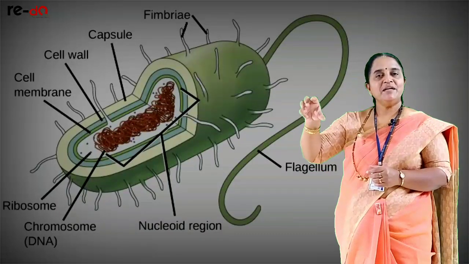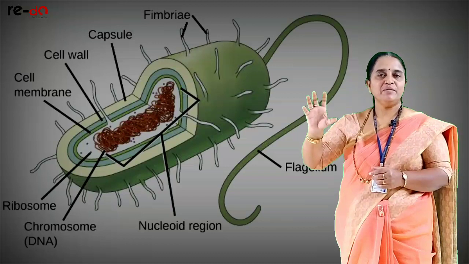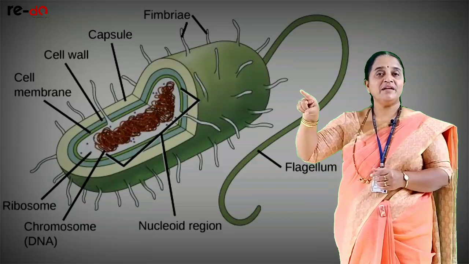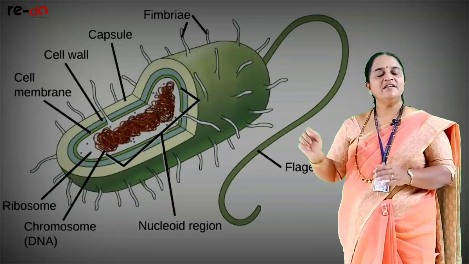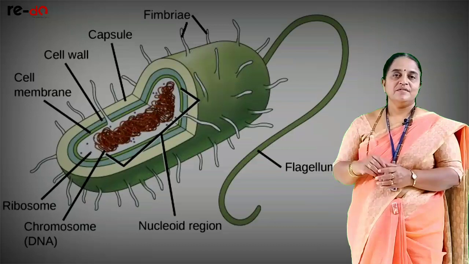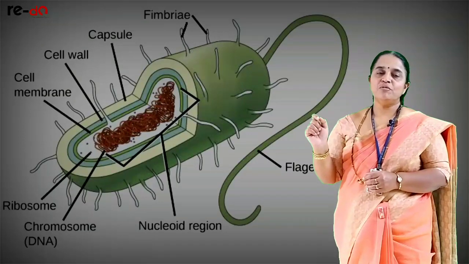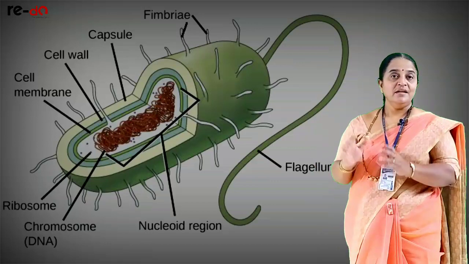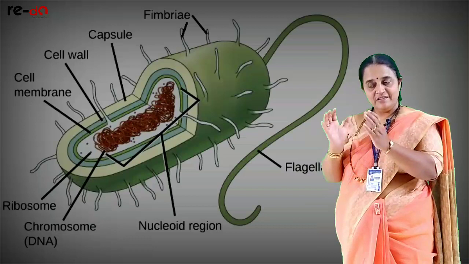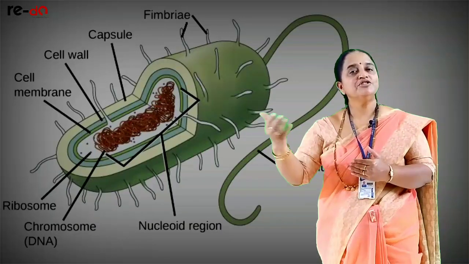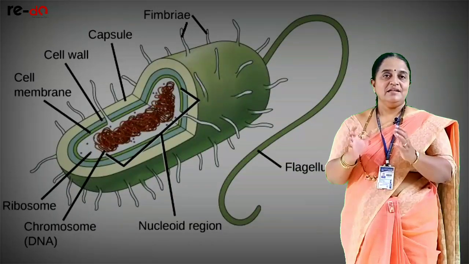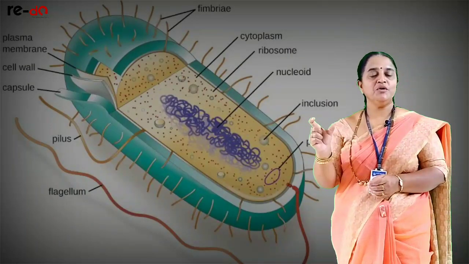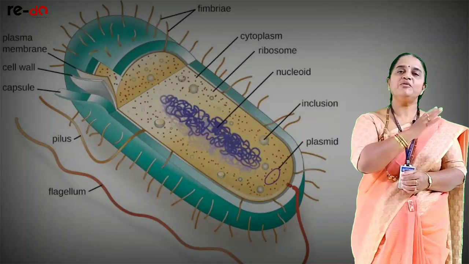Here, the genetic material, that is chromatin fibers, we also call chromosomes. They are not protected by a nuclear membrane. Membrane-bound cell organelles are totally absent. Only ribosome is found in the cell, and that too 70S. There is no proper organization. A single cell is performing all functions. This kind of cell we call a prokaryote. The meaning of prokaryote is before the formation of a proper nucleus.